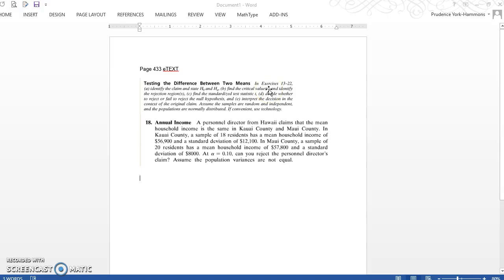It could be, depending on whether it's a left, right, or two-tailed, you may have one or more than one, and identify the rejection regions that go with T sub 0. Find the standardized test statistic T and decide whether to reject or fail to reject the null hypothesis. And E, interpret your decision in the context of the original claim. The nice thing about it is that they tell us to assume the samples are random and independent and the populations are normally distributed. We must have those conditions in order to run the t-test for two samples in the first place. So let's look at our problem.